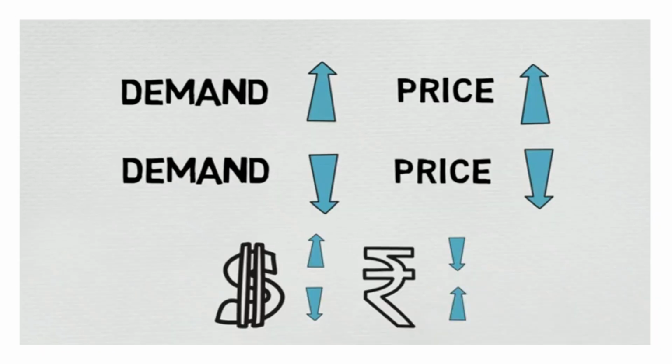Economics has a very simple rule. Whenever demand for something increases, its price tends to increase, and when the demand drops, the price also drops. So in the case of dollar versus rupee, if the demand for the dollar increases, then the dollar becomes stronger and the rupee becomes weaker, and vice versa.